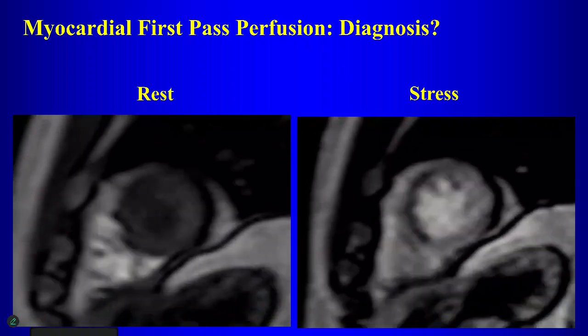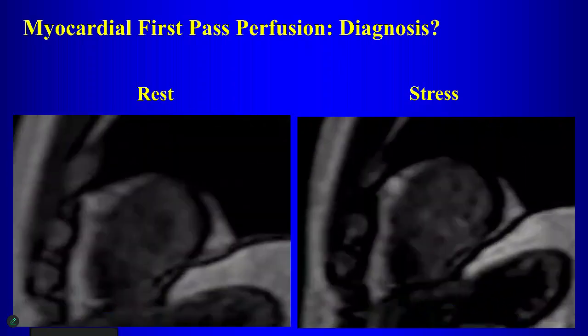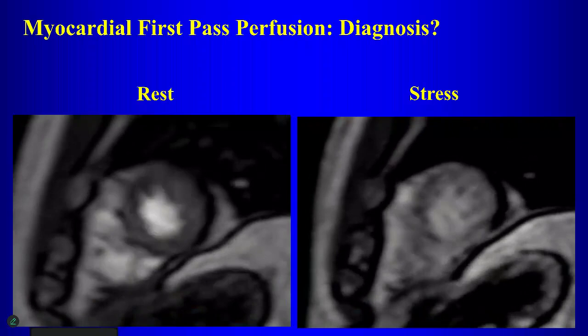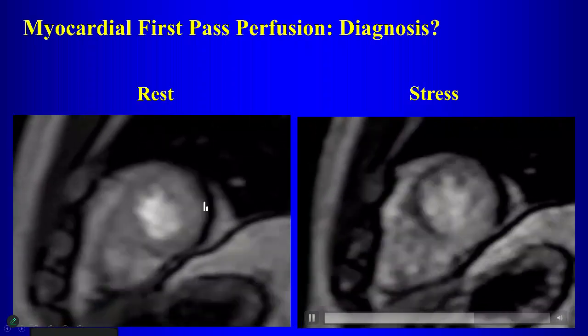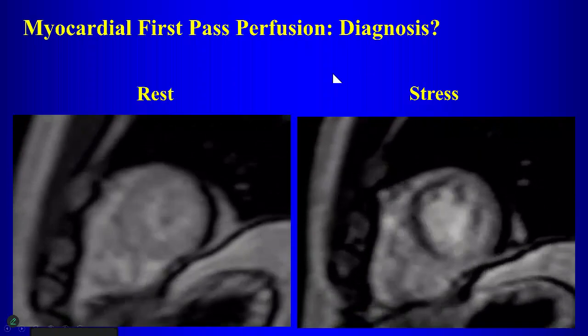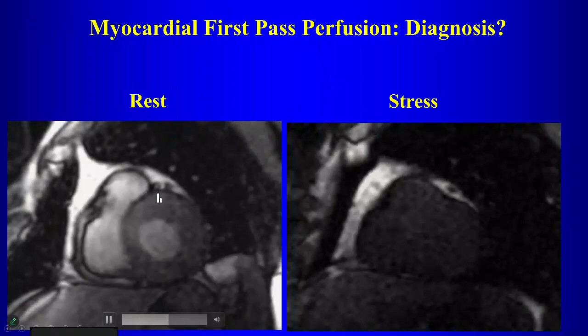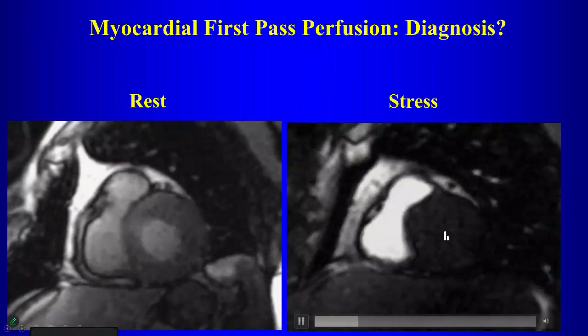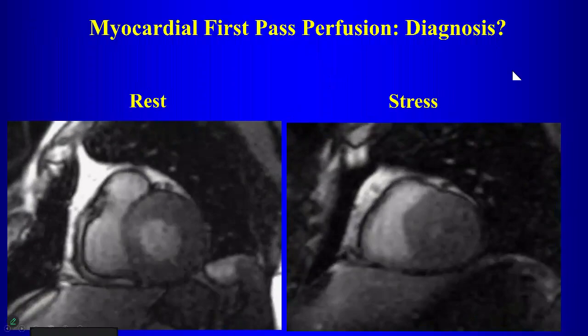So your interpretation of this would be what? What's your conclusion? Involving the LAD. Yeah, so the patient must have a tight stenosis of the LAD resulting in ischemia. And this is reversible, right? It's not there at rest. It only shows up under the stress condition. So here's another example. There's the rest, and here's the stress condition. So what's different this time?